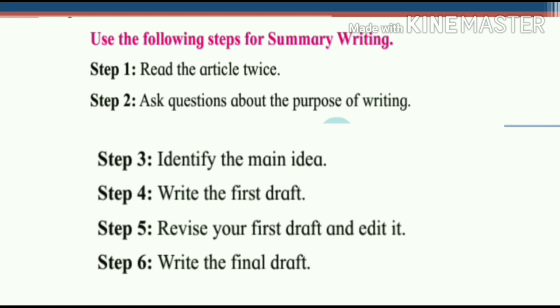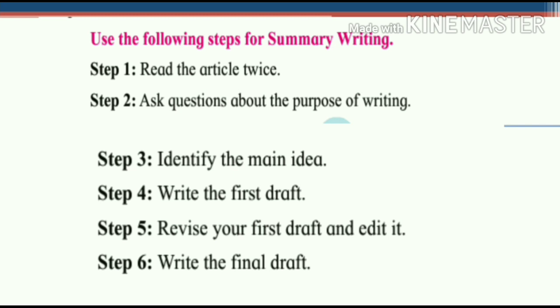The marking scheme for summary writing is unique. Your grammar, spelling, and how you try to give concise information, everything will be taken into consideration. So in the marking scheme, title, content, grammar, everything will be calculated.